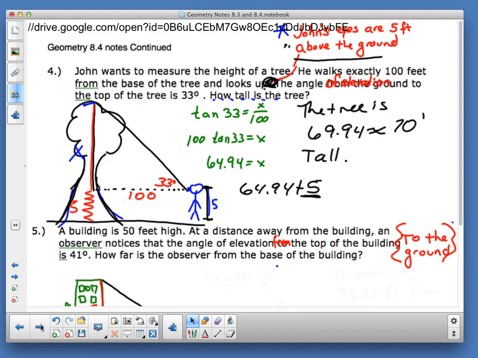A building is 50 feet high. At a distance away from the building, an observer notices that the angle of elevation from the top of the building to the ground is 41 degrees. How far is the observer from the base of the building? So we're looking at this, and maybe you had to read it a couple times. Okay, that's okay. Maybe you started with your sketch and then you reread it and then you've changed your sketch. That's okay. The expectation is that you're reading 5 to 7 times every time you do one of these problems.